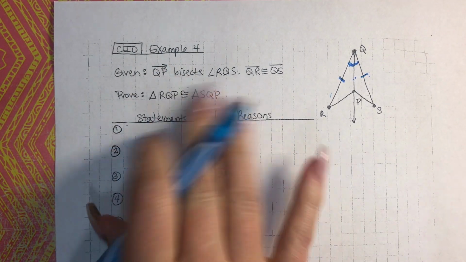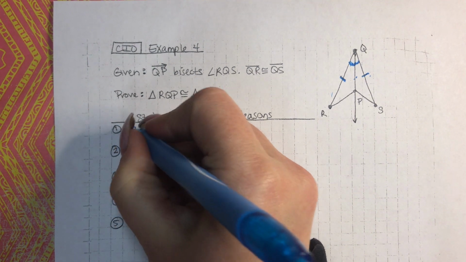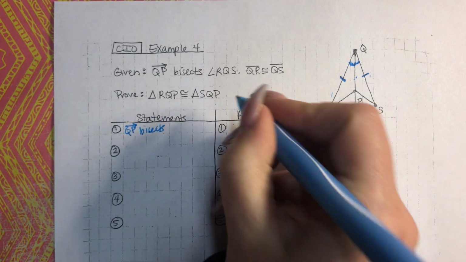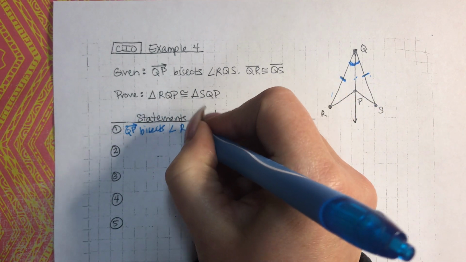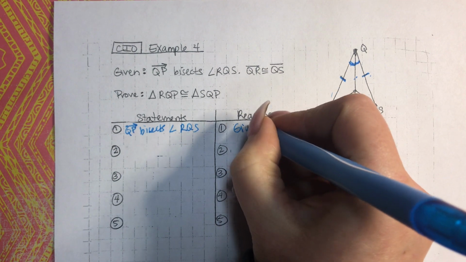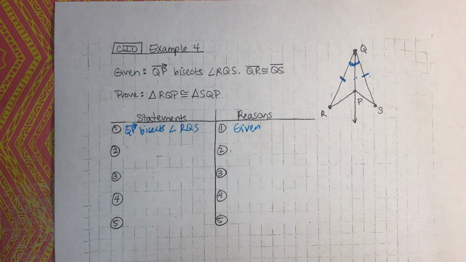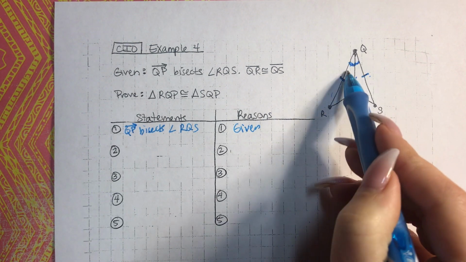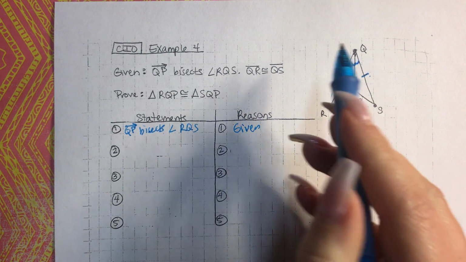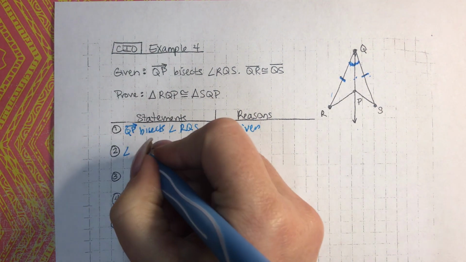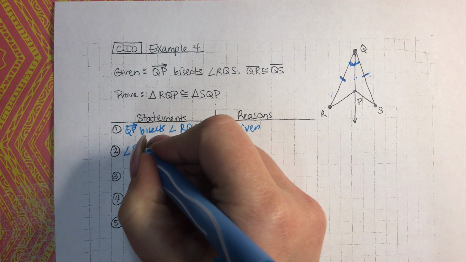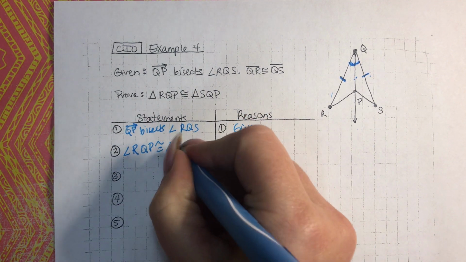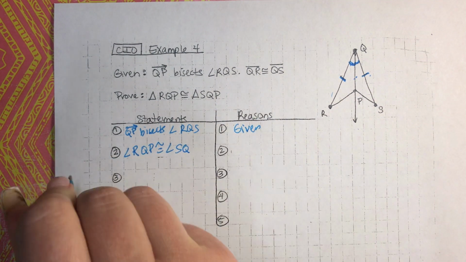So the first part we're going to write is right here. Ray QP bisects angle RQS, and that is because it's given. Now, because of that, remember it splits it in two, right? In half. That splits this angle in half. So this is the same as this. So we're going to say angle RQP is congruent to angle SQP.